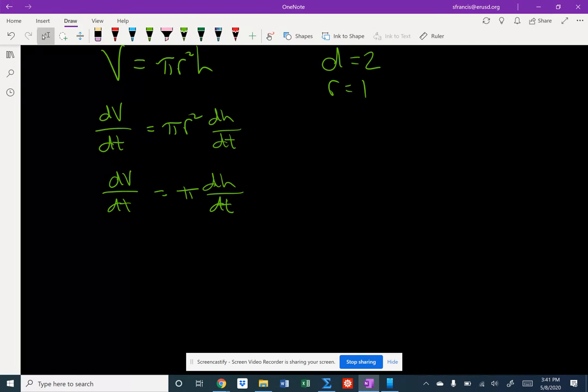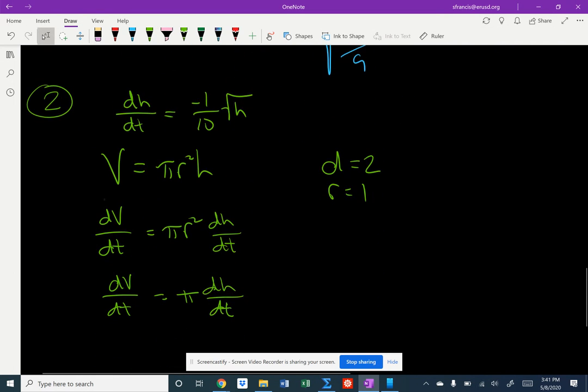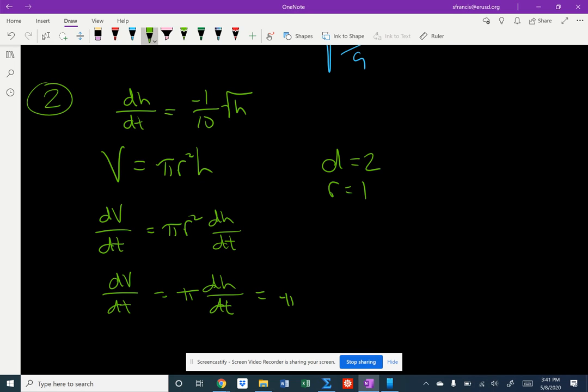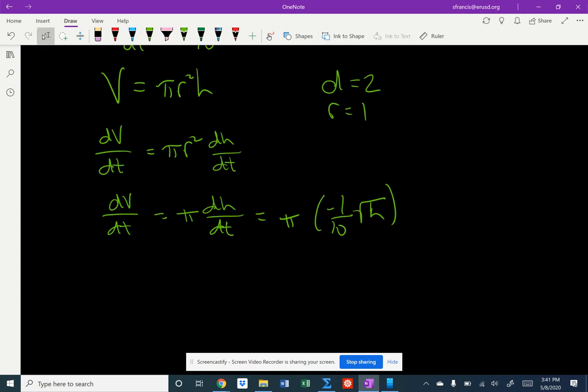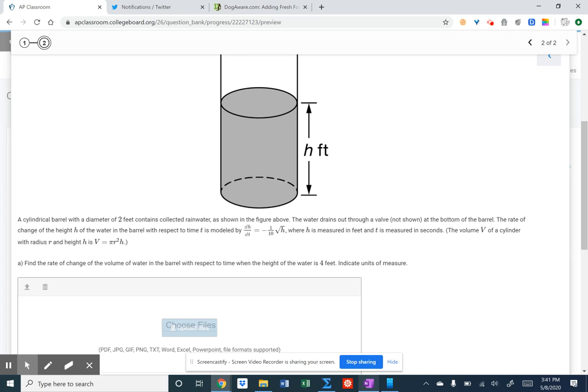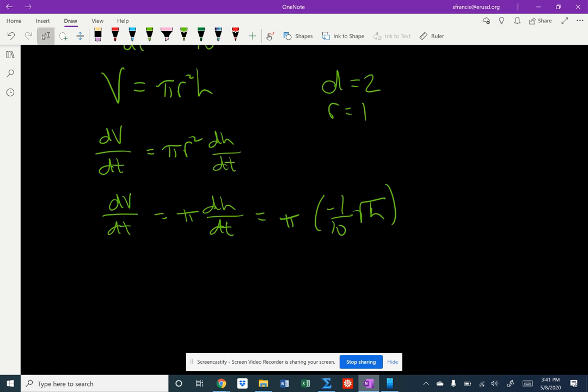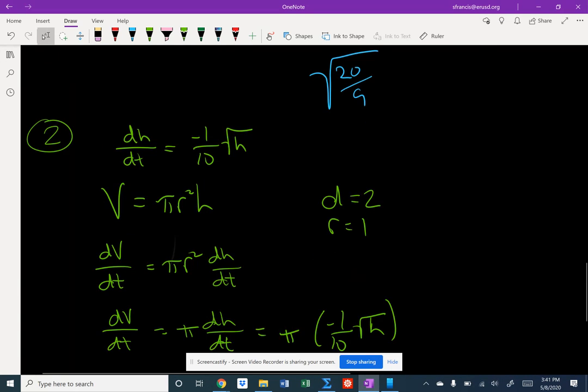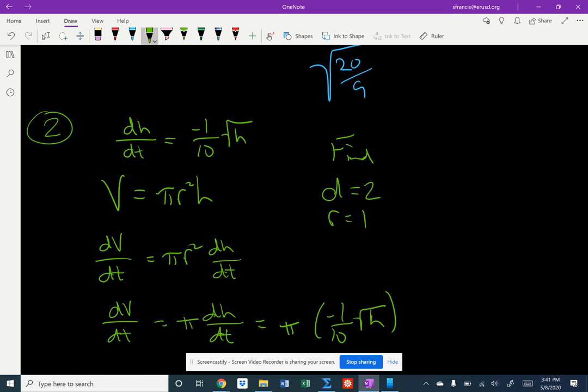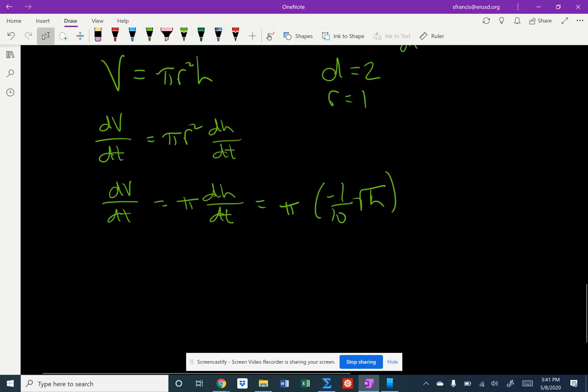Now, from there, we know dH over dt from at the top, so that's going to be pi times -1/10 times the square root of h. And I really forgot what we're doing at this point. We're trying to find the rate of change of the volume, but I don't remember what else. Rate of change of the volume when the height is 4 feet. Okay, so that's the part I'm missing. So we're trying to find dv over dt when h is equal to 4. Stuff I should probably start the problem with.